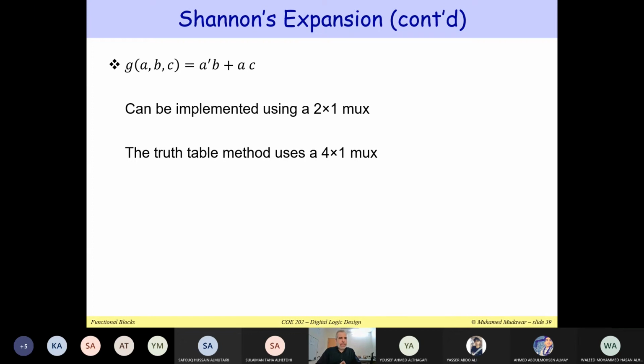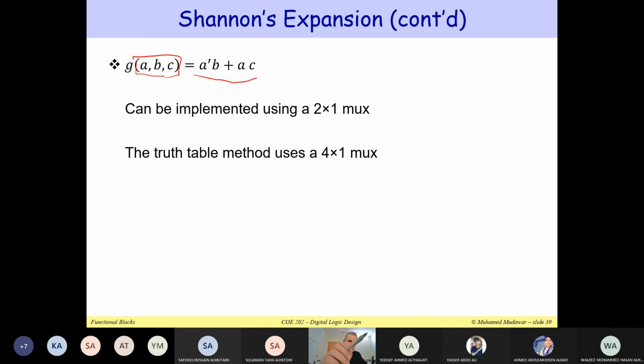We have seen how to implement functions using multiplexers, but we used the truth table to do so. Sometimes we have a function in terms of an expression, and we need to figure out how to implement this expression using a multiplexer. Let us say I have this function g. It's a function of 3 variables, a, b, c, and it's given by this expression: a prime and b, or a and c.